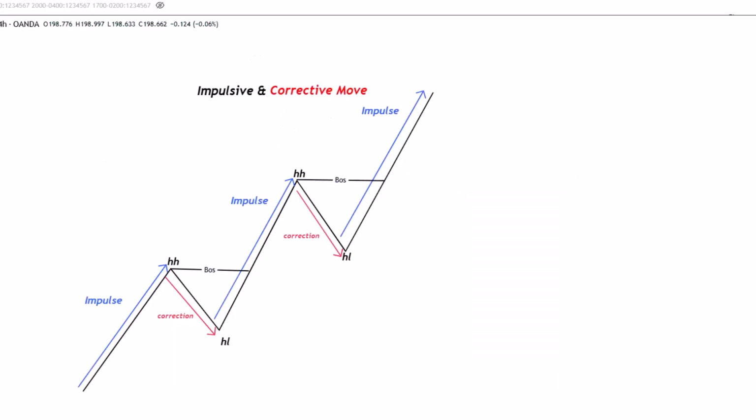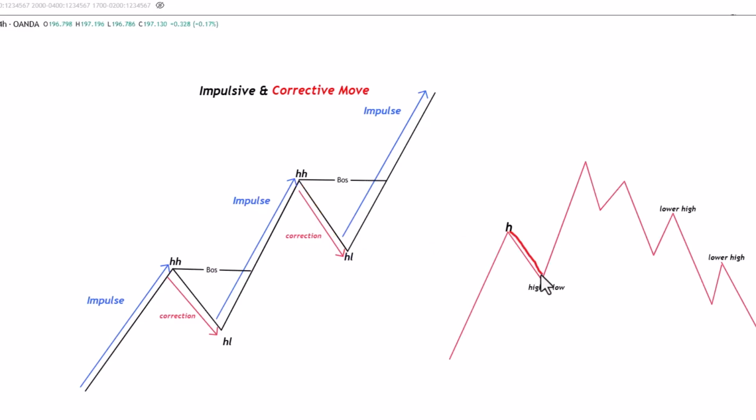Inside of a trending market, we also need to understand impulsive moves and corrective moves. Impulsive moves are the big, strong movements that actually break structure. These are the legs that push the market higher or lower. They're aggressive, they're fast, they show momentum. Corrective moves are the pullbacks. They don't break any major structure. They're just the market taking a breather before the next impulse.